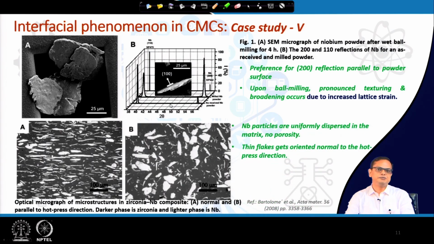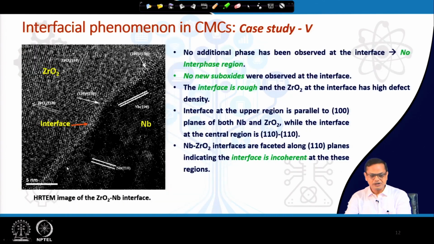Okay. Now, after consolidation, after hot pressing, what you are seeing in this particular image is that these niobium particles, these white kind of particles, are nicely distributed everywhere inside the matrix, which is ZrO2. You can see there is not much porosity, in fact porosities are almost absent, and those niobium particles are uniformly distributed. Not only that, you can see here those particles have been oriented normal to the hot pressing direction. Okay. And the interface, yes, you want to see the interface, that is what we want to do.